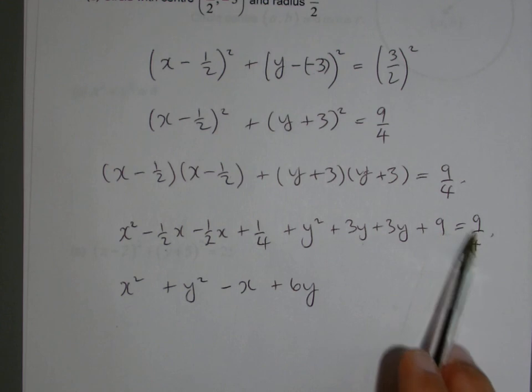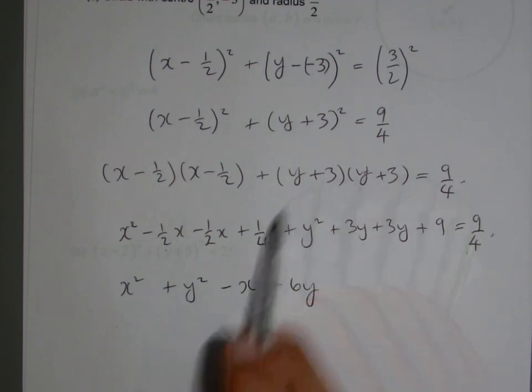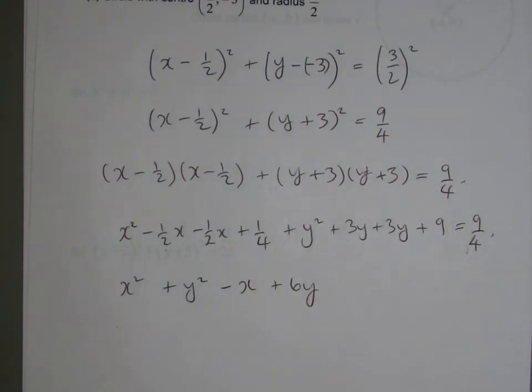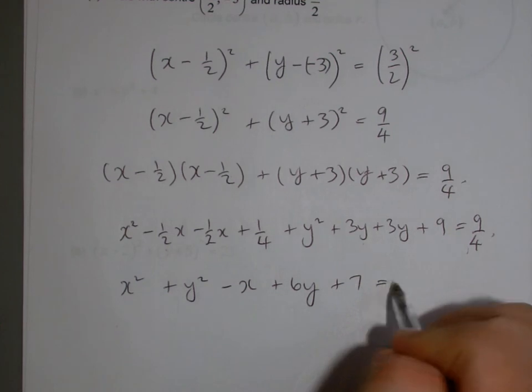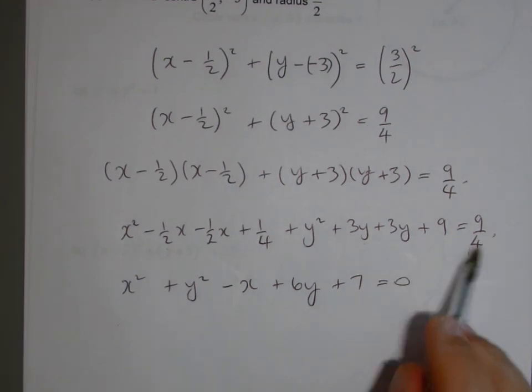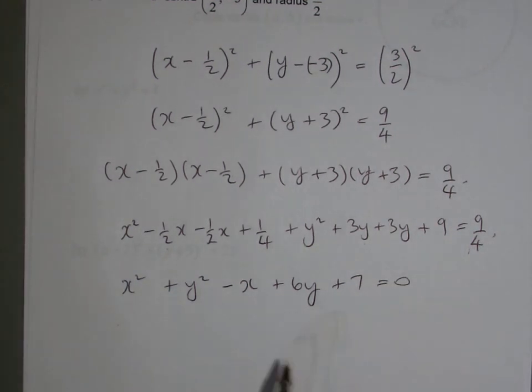Then we've got to bring this over and take away 9 quarters. So if we do that, a quarter plus 9, and then take the 9 over 4 over, becomes positive 7, and you're done. We've got that in the format that we want: x squared plus y squared minus x plus 6y plus 7 equals 0.